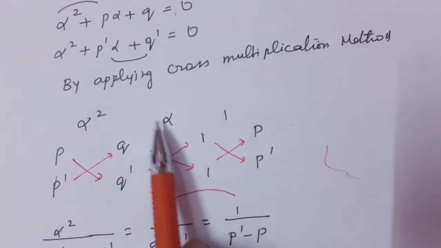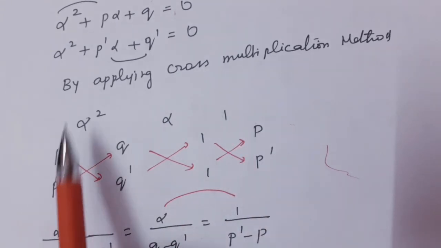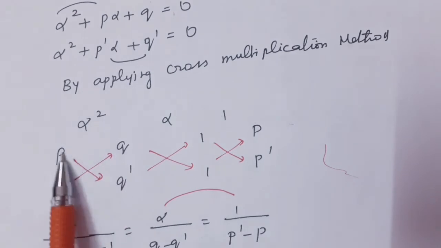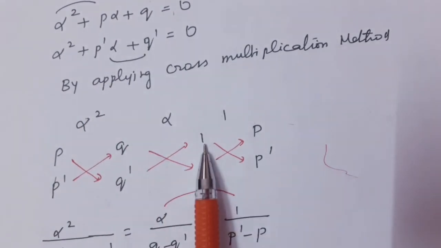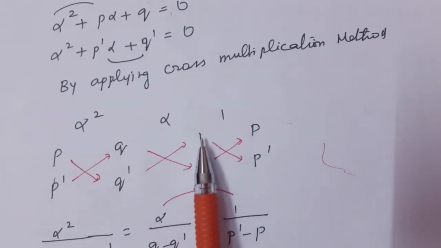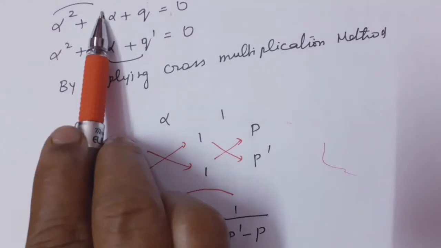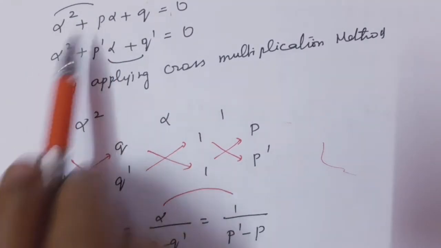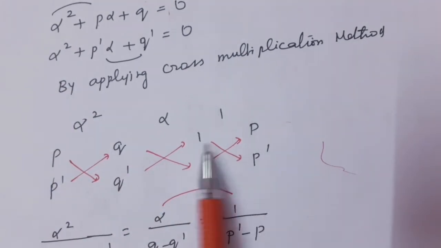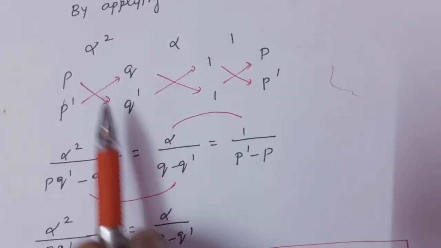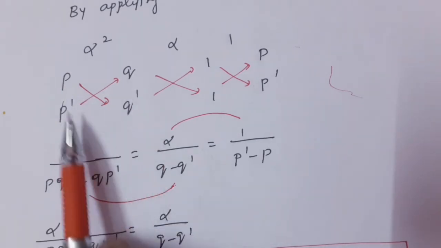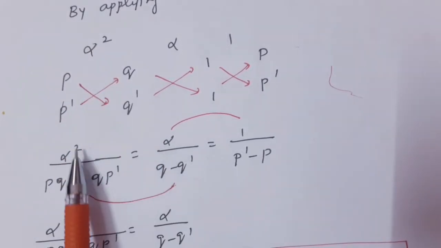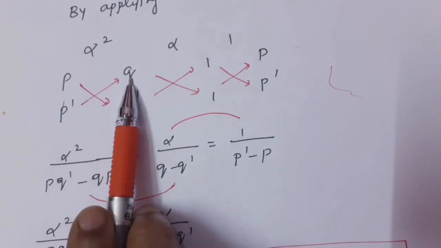So alpha square, alpha, 1. Now p, q, the second and third terms. Here p, q, p dash, q dash. Again, here 1 is in between, so alpha is in the middle. Alpha square coefficients are 1, p, 1, p dash, 1, p, 1, p dash. If you have the box, see the cross multiplication, I put the symbol. First we find the alpha square value, downward minus upward.